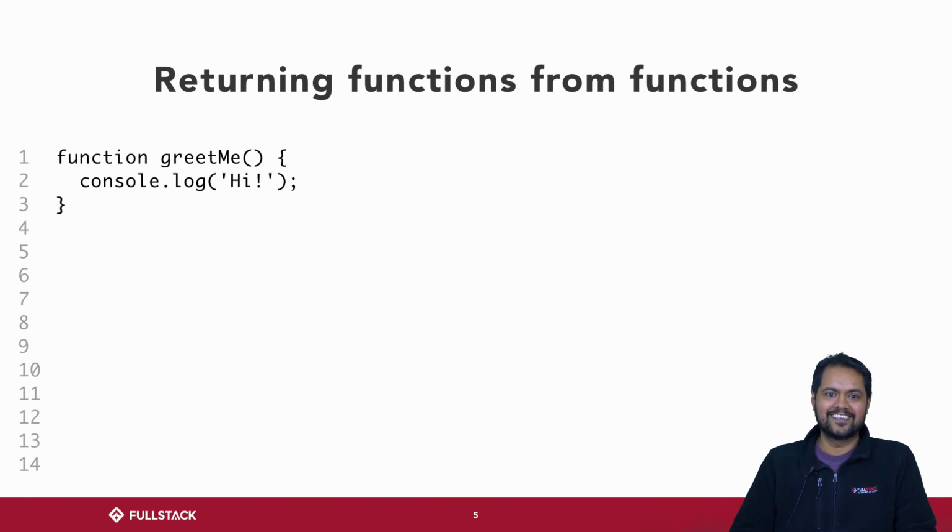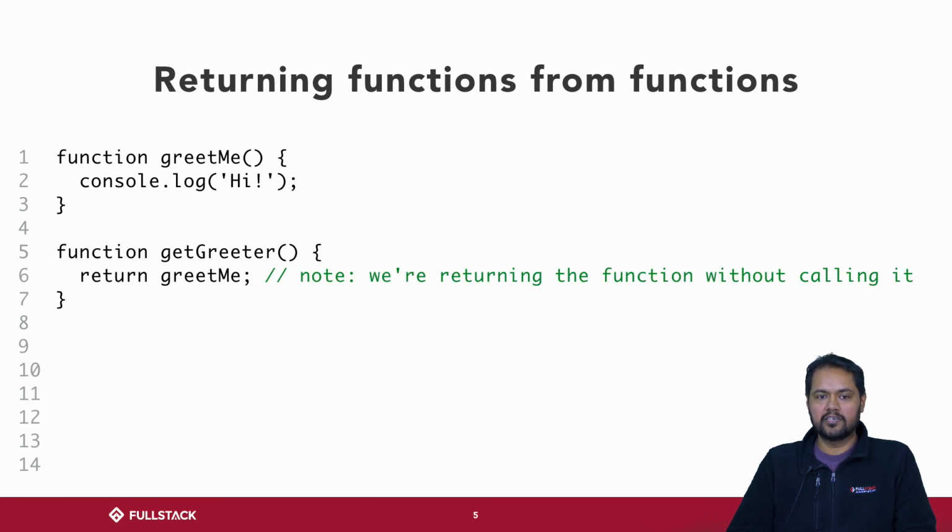Yes. So let's say we have a simple function called greetMe. All it does is console log hi. And then we have another function called getGreeter. And what this does is that it returns greetMe. Okay? So if somebody were to call getGreeter, they could actually set a variable equal to the return of getGreeter, and they would actually have greetMe, right? So for example, if we do let greeter equals getGreeter, then basically getGreeter will send greetMe into here.